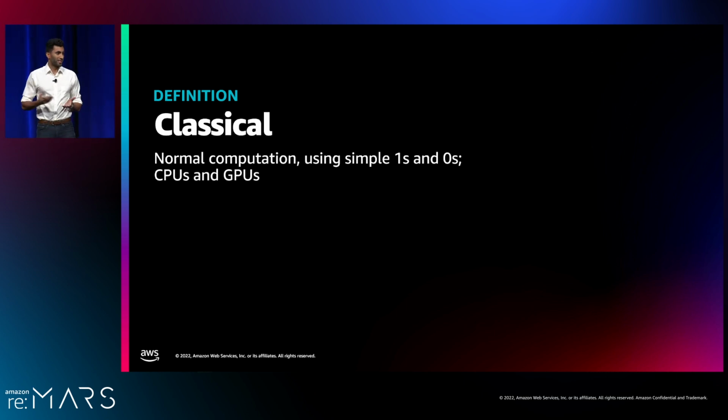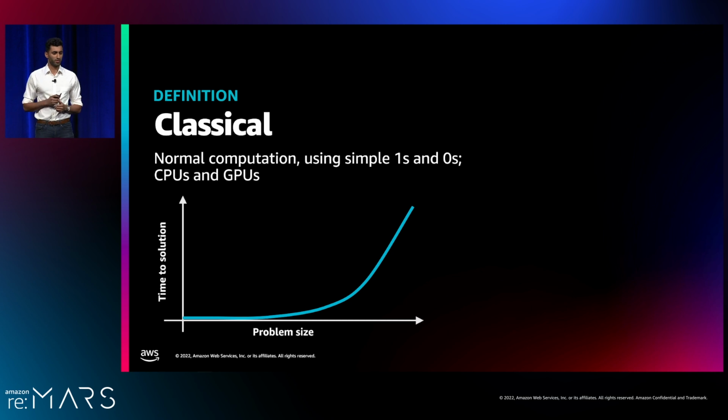And that's because those tasks just don't need the exponential power of a quantum computer. Things like running PowerPoint, simple computations, classical computers will remain faster, maybe forever. But for certain problems, classical computers don't cut it.